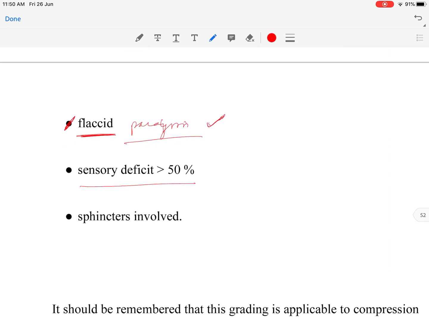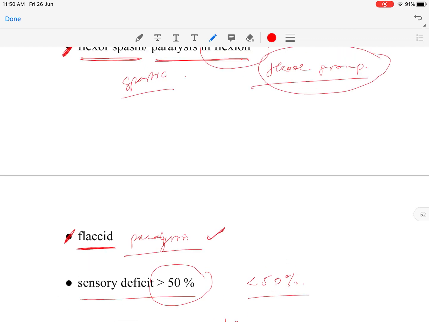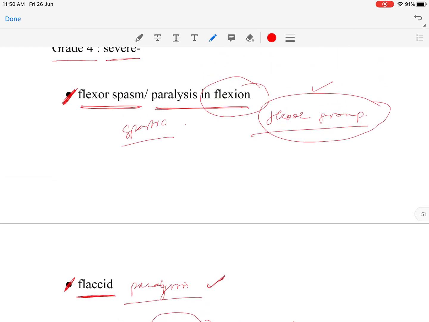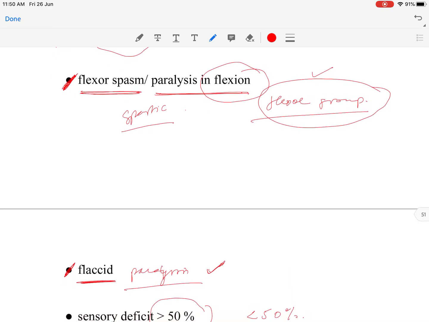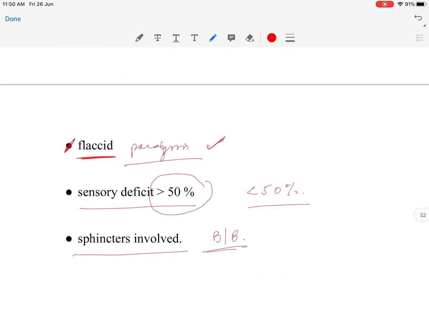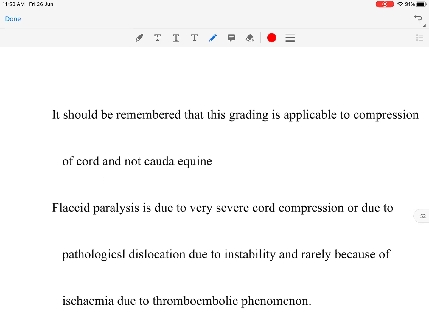The sensory deficit here is more than 50%, that means less than 50% of the sensation is intact. And the sphincters, bowel and bladder, are involved. So if the patient presents to us in any of these conditions, he is said to be in the severe type of paraplegia. So it can be either flexor spasm or paralysis in flexion, it can be flaccid paralysis, sensory deficit more than 50%, and bowel and bladder involvement. So this is the Pott's paraplegia grading of the neurological loss.